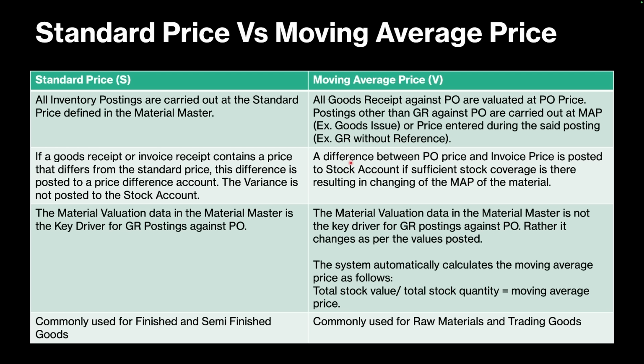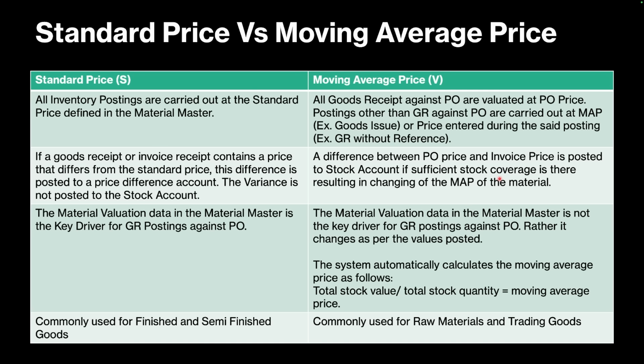In case of material with moving average price, whatever price is there in the PO, the system will post that to your stock account. And if there is a variance between PO price and invoice price, then that amount also will be posted to the stock account, provided sufficient stock coverage is there. That is, whenever you are posting the invoice receipt, the total stock at that moment should be greater than your invoice receipt quantity. So you can see here, for a standard price, the system will not adjust the price in the material master. The system will always keep on posting at the standard price which is there in the material master. And if there is any differential, the system will post it in the price difference account.